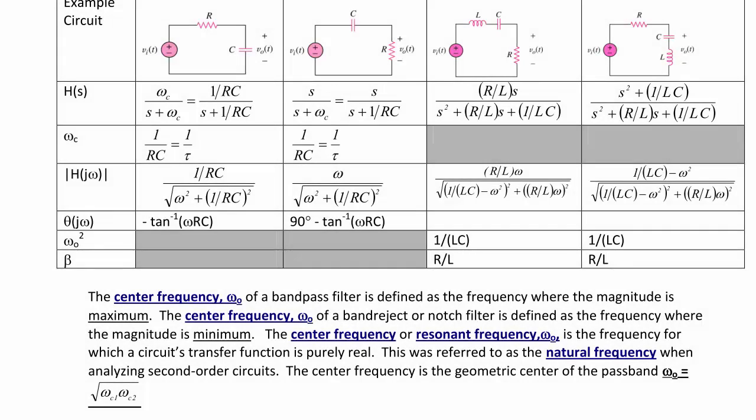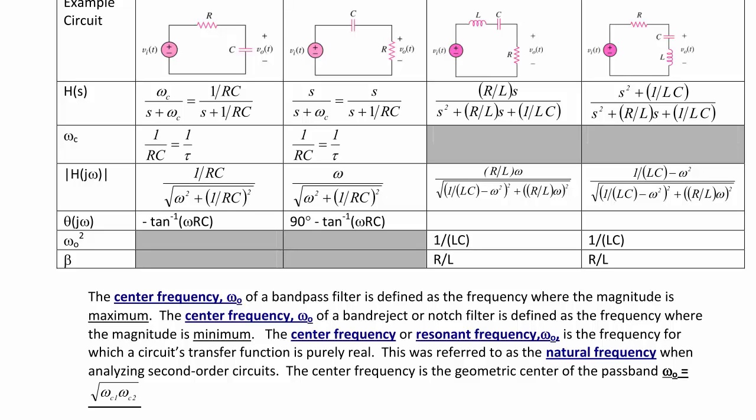The center frequency, omega naught, of a bandpass filter is defined as the frequency where the magnitude is maximum. The center frequency, omega naught, of a band reject or notch filter is defined as the frequency where the magnitude is minimum. The center frequency or resonant frequency is the frequency for which a circuit's transfer function is purely real. This was referred to as the natural frequency when we were analyzing second order circuits in the time domain.